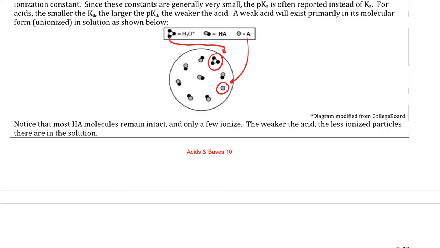And as it suggests here at the end, the weaker the acid, the fewer the particles you'll see in that dissociated state. And when we think about it as a Rice table, the weaker the acid, the smaller that X will be that we're losing from the original acid and turning into the products. In that change line of our Rice table, the weaker the acid, the smaller the X value will be.